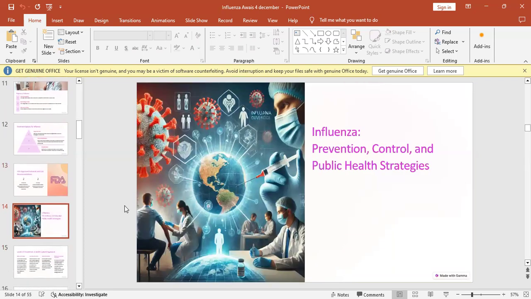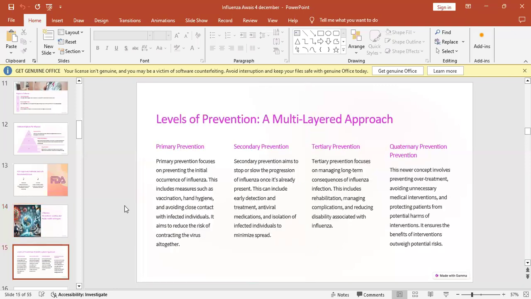Now, coming towards influenza prevention, control, and public health strategies. There are four levels of prevention, a multi-layered approach: primary, secondary, tertiary, and quaternary prevention. Primary prevention focuses on preventing the initial occurrence of influenza. This includes measures such as vaccination, hand hygiene, and avoiding close contact with infected individuals, and it aims to reduce the risk of contracting the virus altogether.